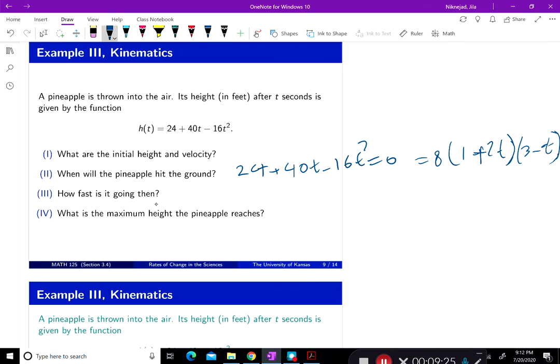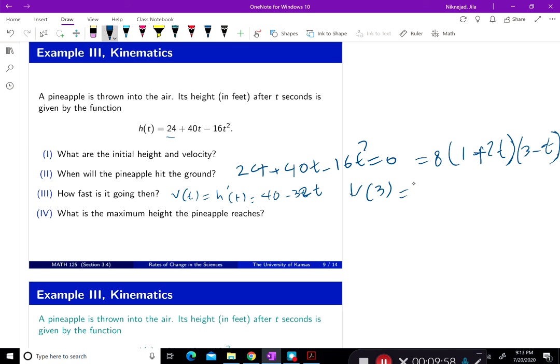How fast is it going then? I have to take the derivative of that. So velocity is h prime of t. The derivative of 24 is 0, of 40t is 40, and of minus 16t squared is minus 32t. And so the next part is I want to find the velocity at that time. So I have to plug in 3 in there.